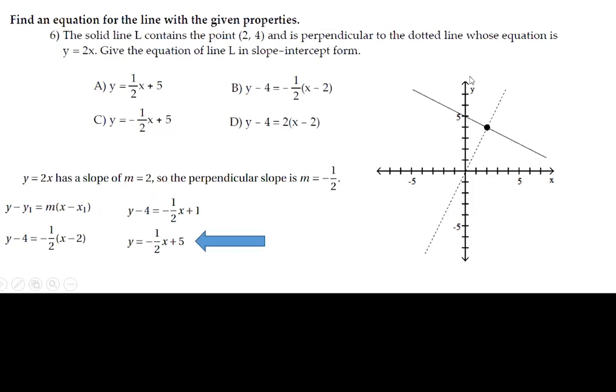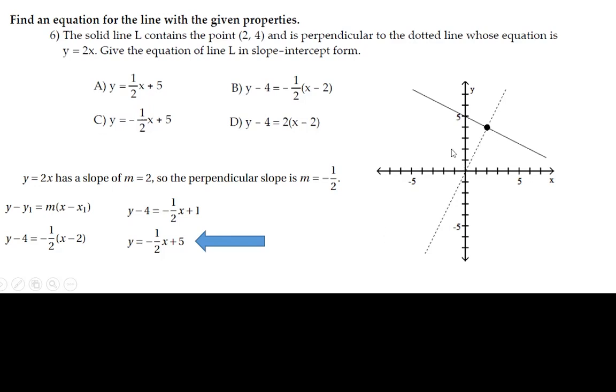Number 6, find an equation for the line with the given properties. The solid line L contains the point (2, 4) and is perpendicular to the dotted line whose equation is y = 2x. Give the equation of line L in slope-intercept form. So we have this dotted line. The dotted line is y = 2x. We have this solid line going through the point (2, 4), perpendicular to the dotted line.